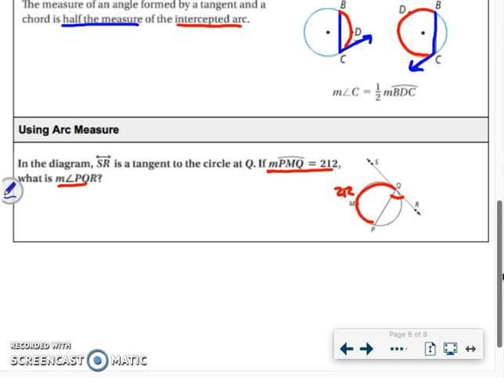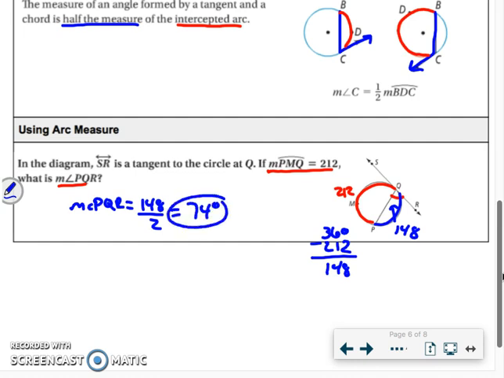If I knew this arc, I could divide it by 2 and get that angle. So I could get that arc by doing 360 minus 212, and getting 148. So I could say that that's 148. And then at that point, the measure of angle PQR is just 148 over 2, or 74.